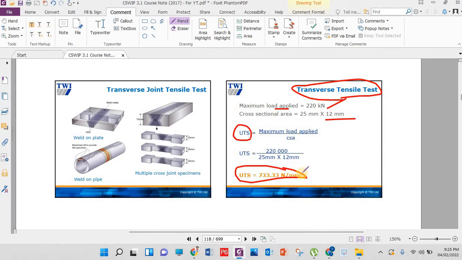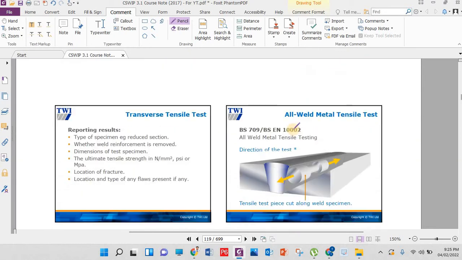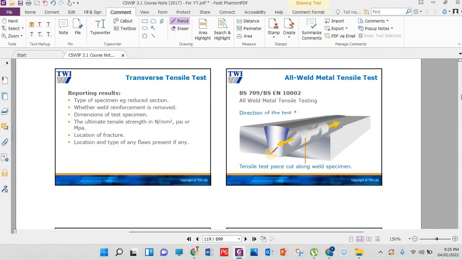Same option, but only the unit differs, and if you take the other unit, then the answer will be wrong. So be conscious with the units as well. Remember this formula and practice by yourself. Ultimate tensile strength is calculated as maximum load over cross-sectional area. Then he also gave you here, which I already explained: in the axis of the weld, if you extract the metal, the specimen direction of the test is known as all weld metal tensile test.